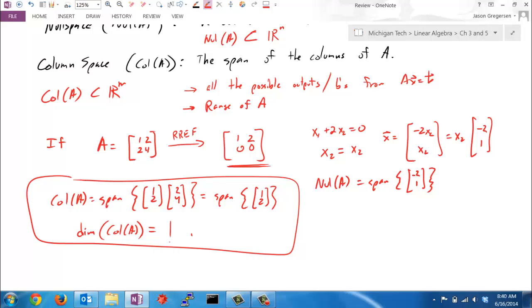Is 3, 4 in the column space? It's not. So clearly the column space isn't all of R2, because I can pick out a whole bunch of vectors that are not in the column space. Okay. But there's a whole bunch of them from R2. So it's a subspace of R2. Is it a subspace? Is the zero vector in there?